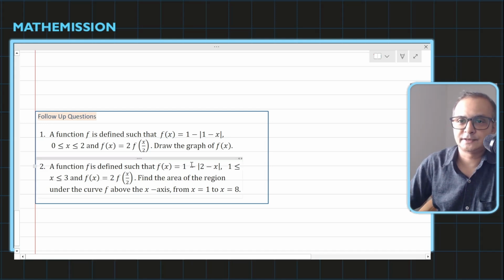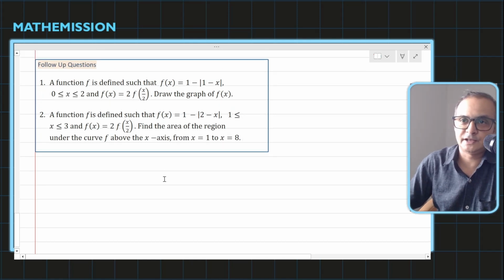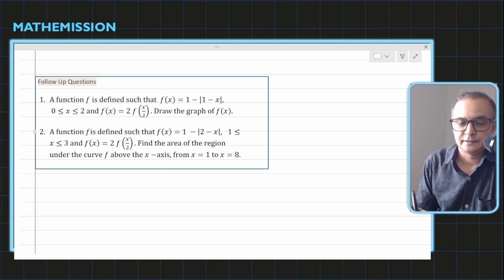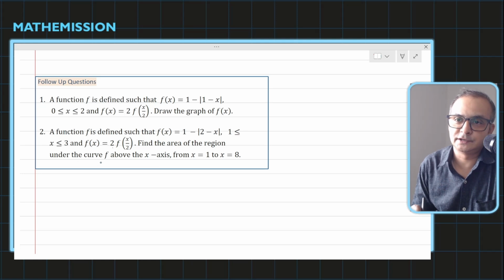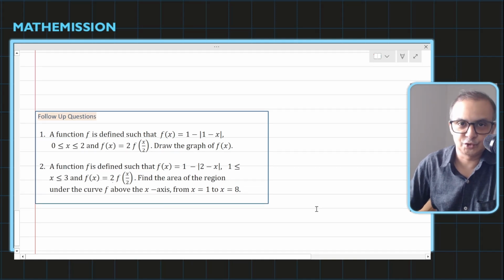The second question is: a function f is defined such that f(x) is equal to 1 minus mod of 2 minus x, for x from 1 to 3, but here I have changed something, and f(x) is 2 times f of x by 2 otherwise. And the question is, we have to find the area of the region under the curve f above the x-axis from 1 to 8. So I hope you will try these questions and enjoy the graph.